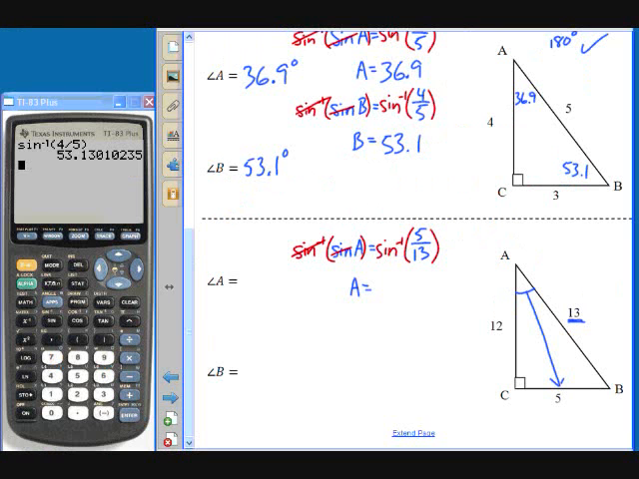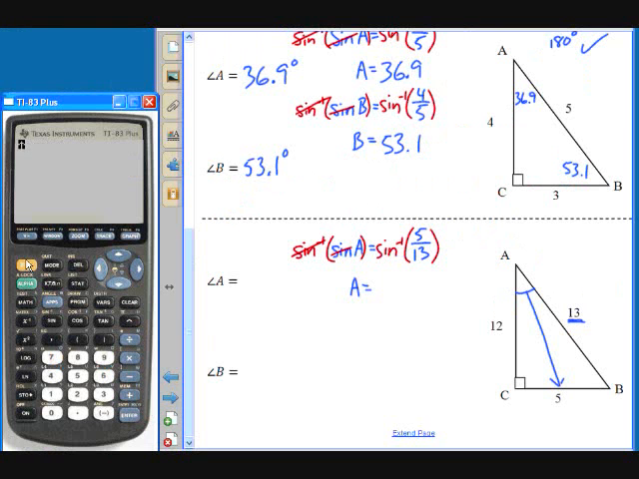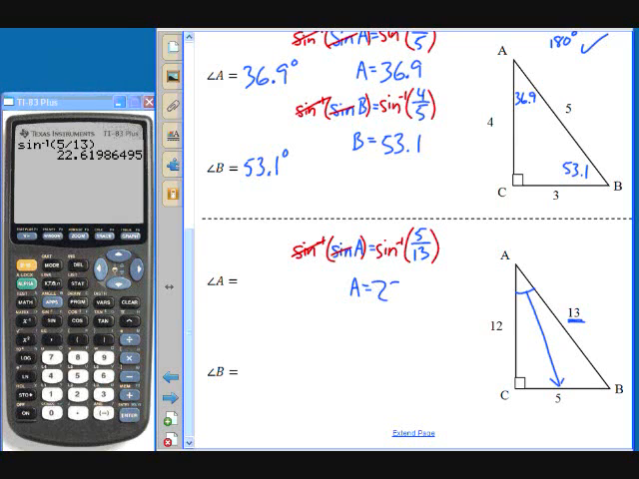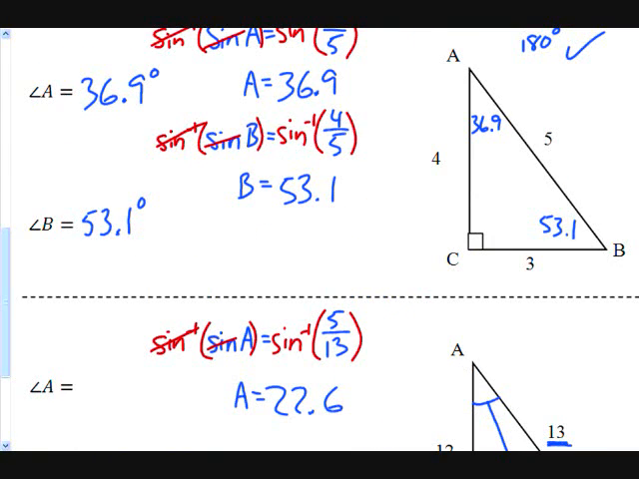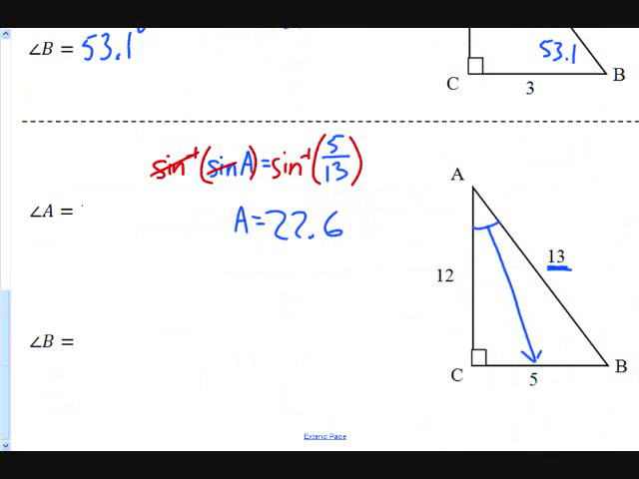So again, I go back to my calculator. Inverse sine is second sine. 5 divided by 13. And I hit enter. And that gives me a 22.6. So angle A looks like it's 22.6 degrees. And now I just need to find angle B.